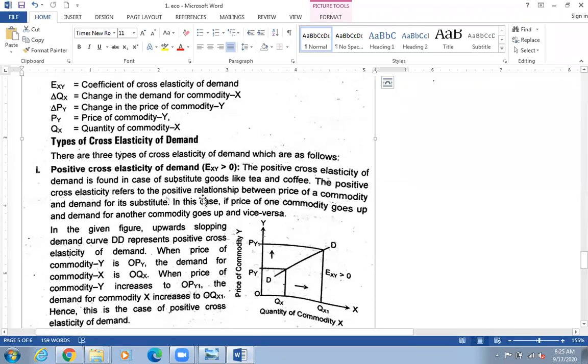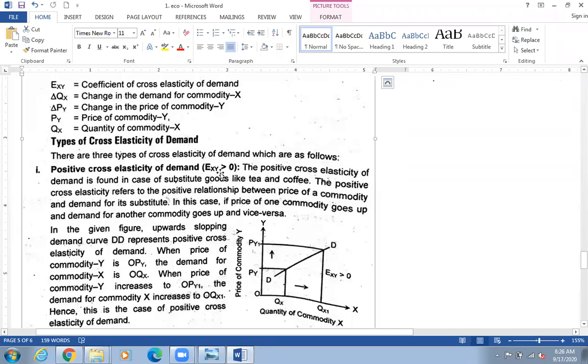There are two types. Last time also I told you that EXY means elasticity of demand between two products. One is X, our product is X, and we are comparing with Y. So XY. If you write YX, then our product will be Y and you are comparing with X. Whichever you write first is our product, and the product you compare with, Y, you need to write second. Okay, XY.